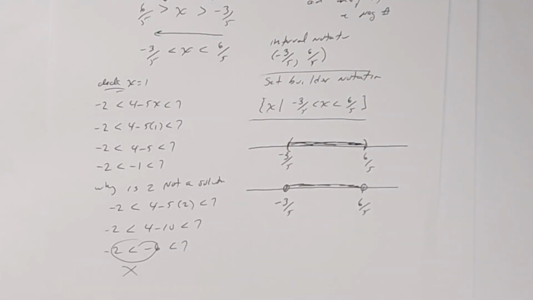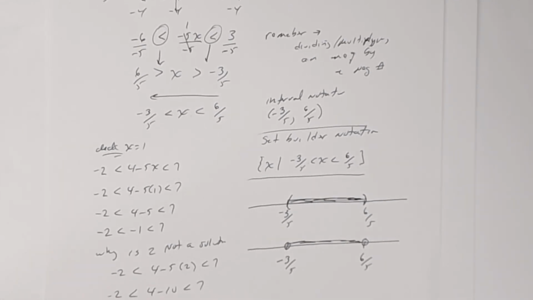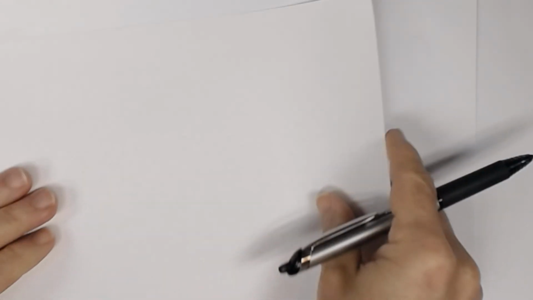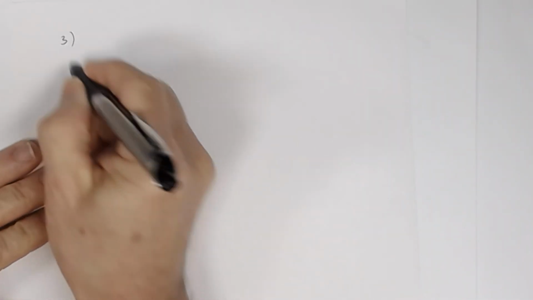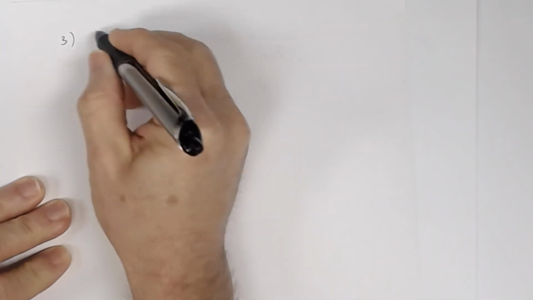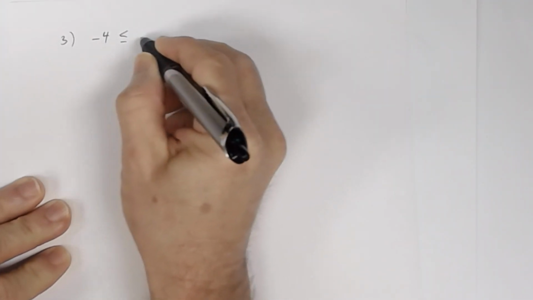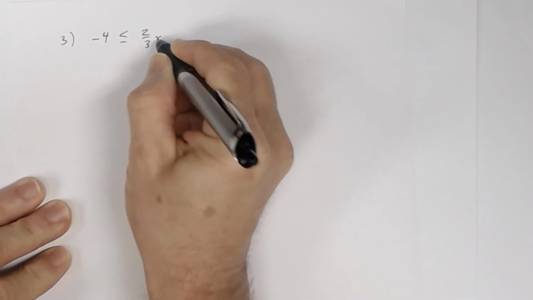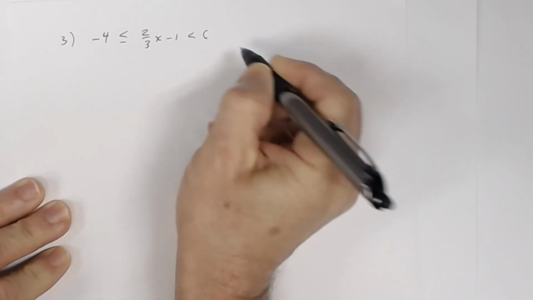Okay, so that was number 2. So it's not that bad. Okay, let's look at number 3. So number three, we have this problem. Okay, we have negative 4 is less than or equal to 2/3 x minus 1 is less than 6.